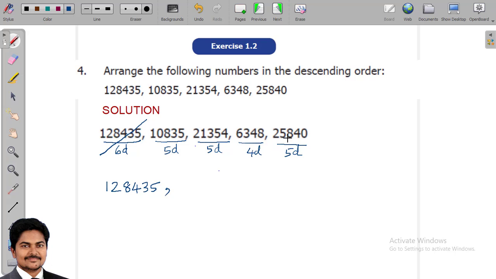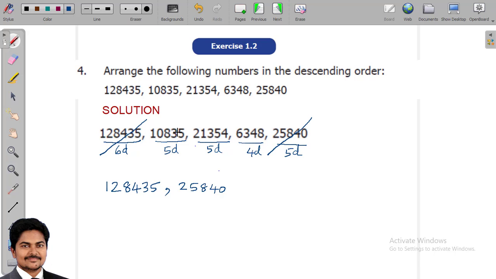Again we have to find out the greatest number among them. So comparing the digits, we have 3 numbers with the same number of digits. So when comparing the 3 numbers, 10,835, 21,354, 25,840. It is obvious 25,840 is the biggest among them. So write it next, 25,840. So strike out that number also.